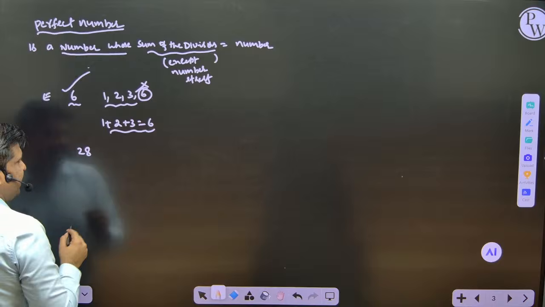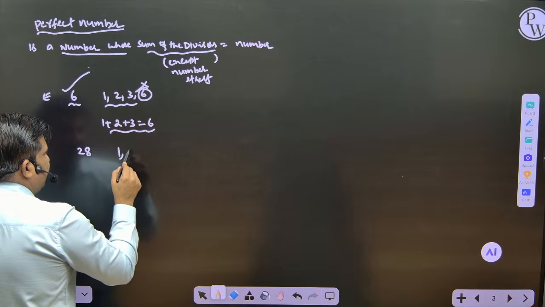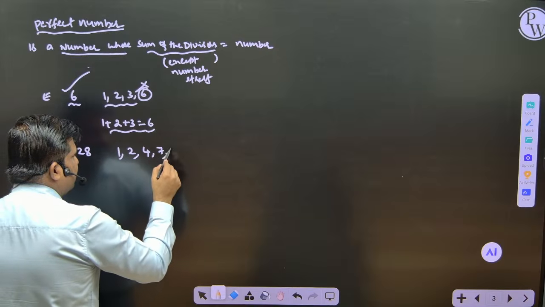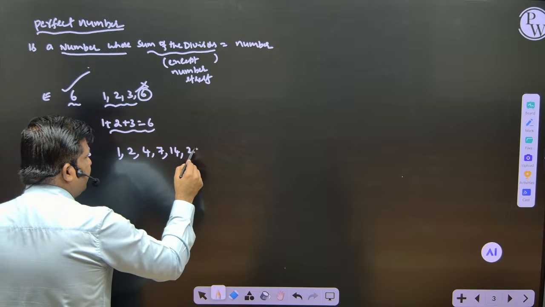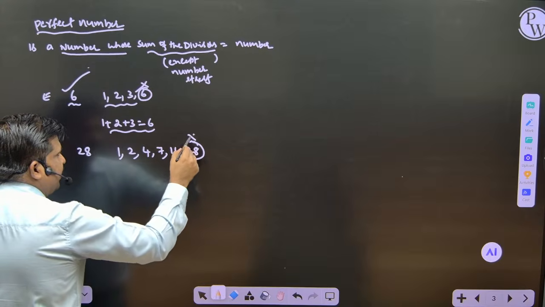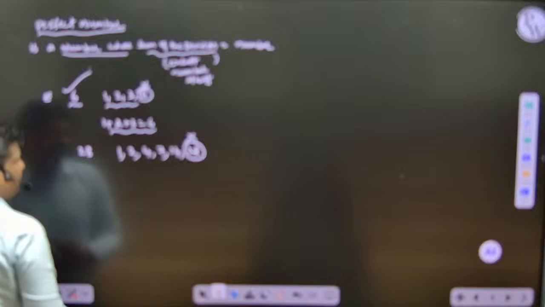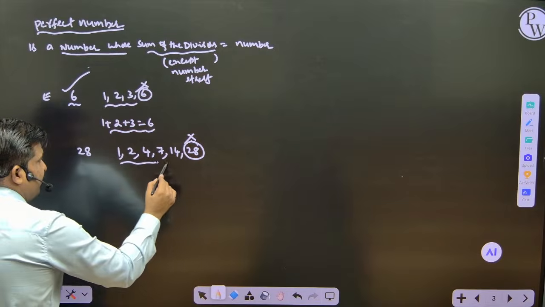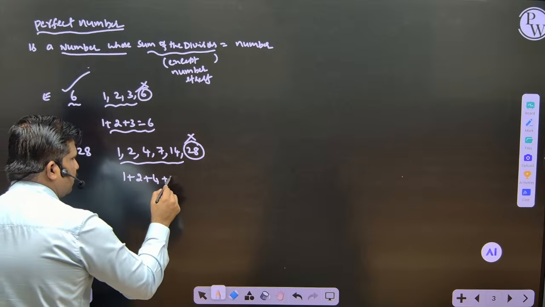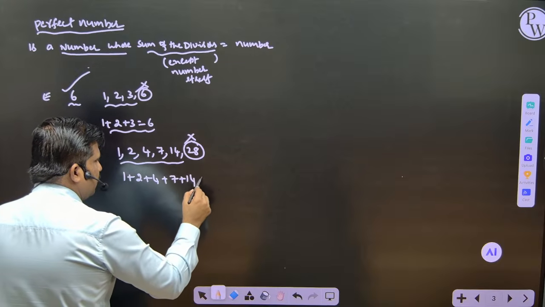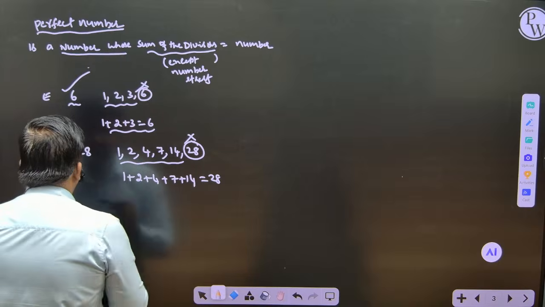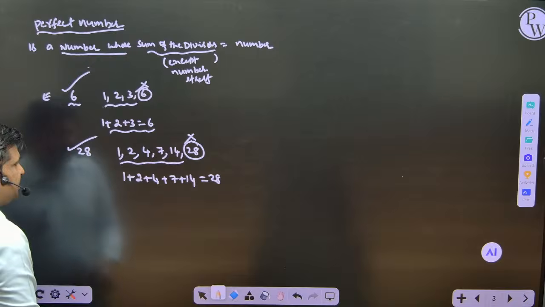Similarly, take 28. Divisors: 1, 2, 4, 7, 14, 28. Don't consider 28 because it is the number itself. Add the remaining divisors, which is equal to 28: 21, 25, 28. That's why 28 is also a perfect number.